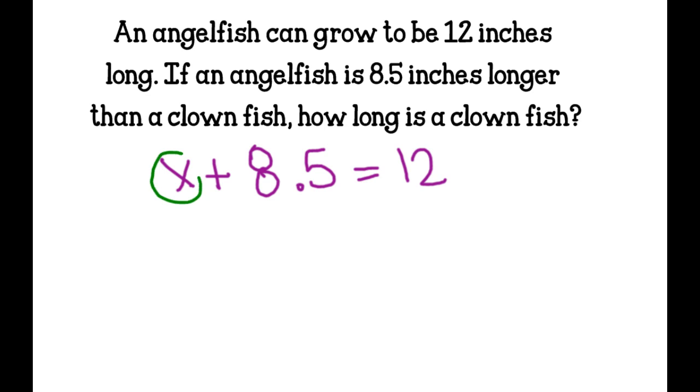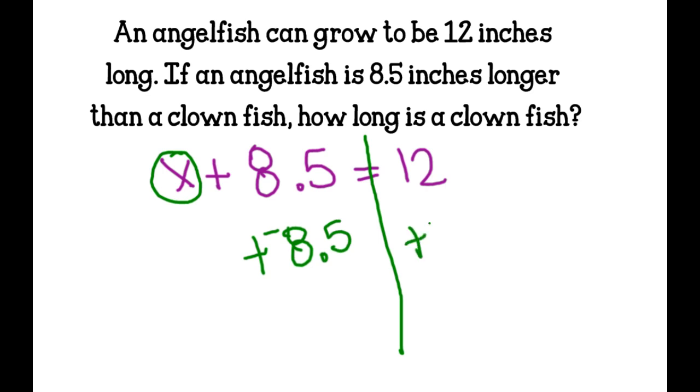I circle my x because that's what I'm trying to get by itself. I draw my line to show the other side of the equation, and then I add the additive inverse of 8.5, which would be a negative 8.5. And what I do to one side, I must do to the other, so I add a negative 8.5 over here as well. And then I have x, because these cancel out, equals 12 plus negative 8.5 is 3.5.